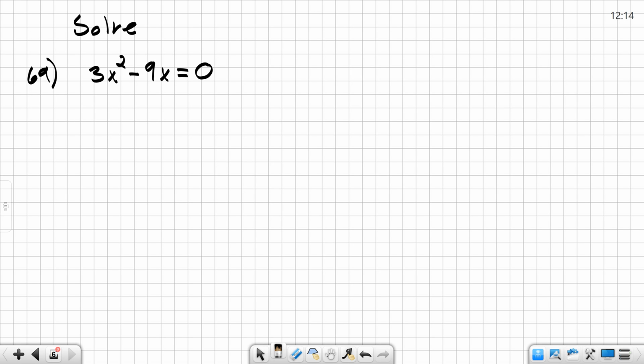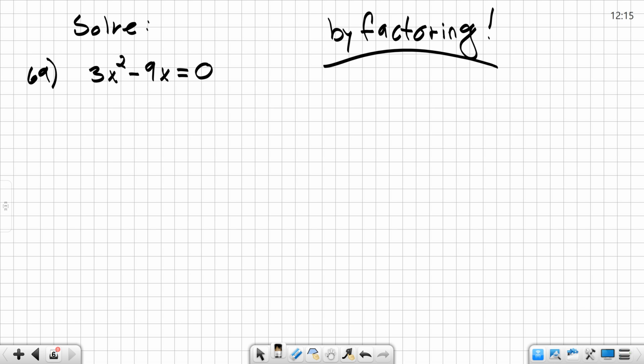We want to solve a quadratic equation: 3x squared minus 9x is equal to 0. In this class, at the moment, you have only one choice to solve a quadratic equation, and that is by factoring. This is the best way to solve quadratic equations anyway.